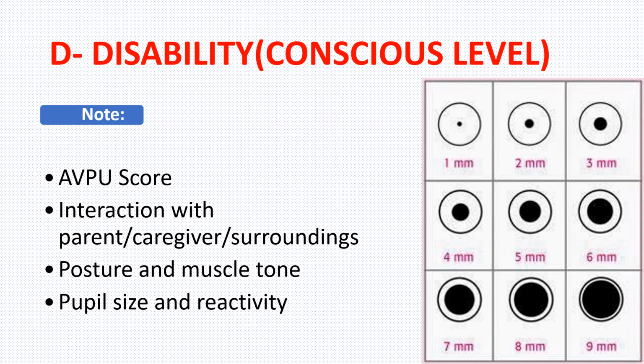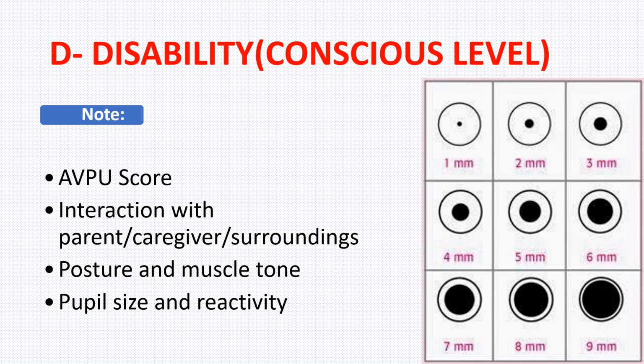At D, we have disability. Here we assess the level of consciousness, pupillary response, and motor functions. Here we also identify the causes of reduced level of consciousness. Is it neurological, metabolic, or even toxicological? We also assess for the AVPU score of the child, or even use of the GCS score for pediatrics. Interaction with the parent or the caregiver and even the environment, posture and muscle tone, pupil size and reactivity.